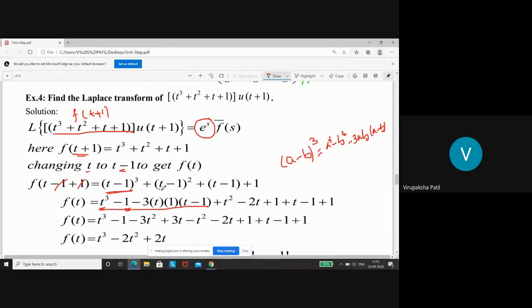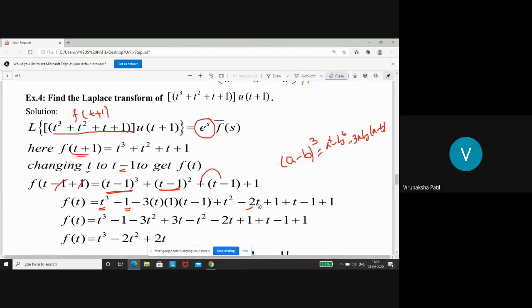Definitely. So expanding this, what will you get? By the (a minus b) whole square formula, t square minus 2t plus 1. Then plus, you take inside the bracket, so you will get plus t minus 1. This plus 1 is as it is. So please observe here after this step.